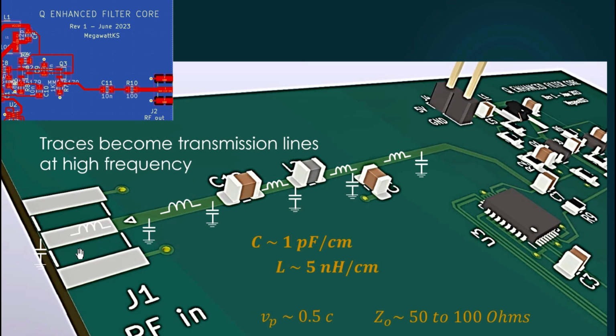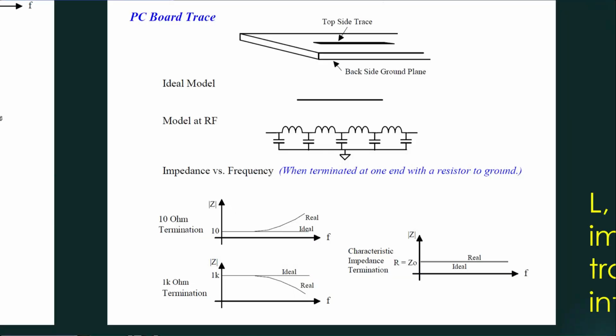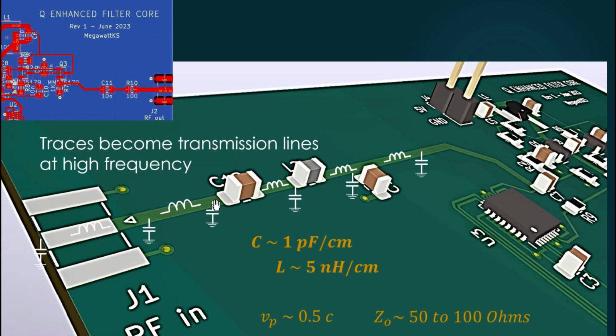The upshot is we don't have traces only. We have basically transmission lines. A transmission line is something that can be modeled by capacitance, inductance in this sort of ladder structure. And we didn't intend this to be a transmission line, it just is. And here's some of the main parameters that we'll care about when we start treating it as a transmission line.